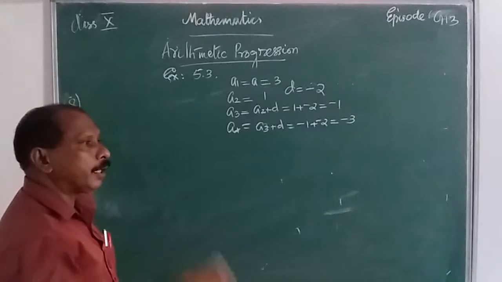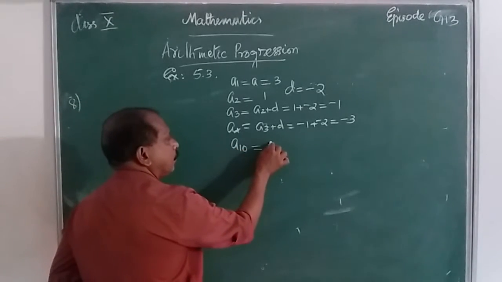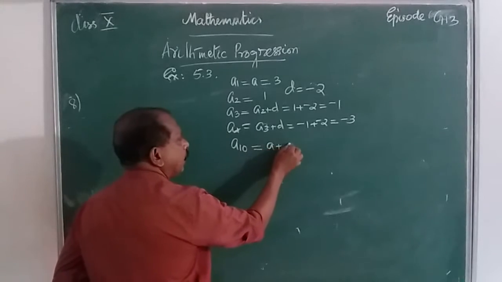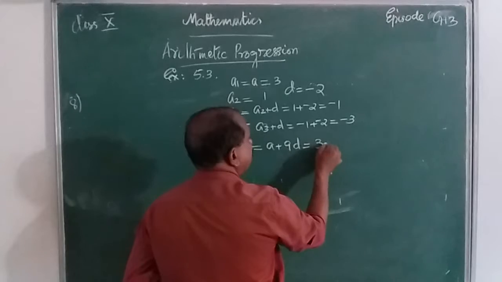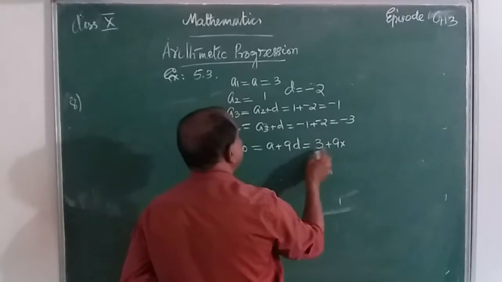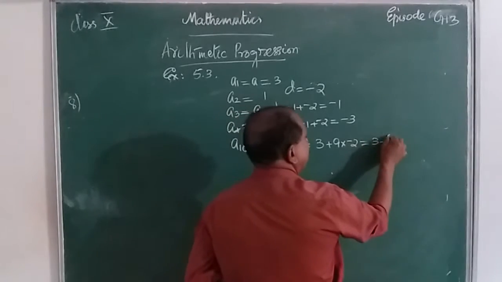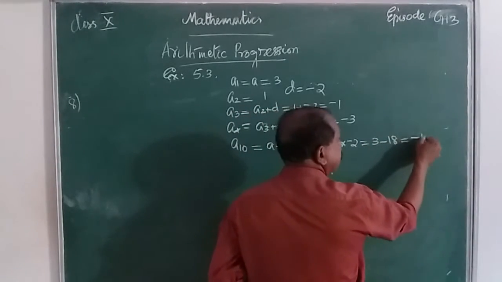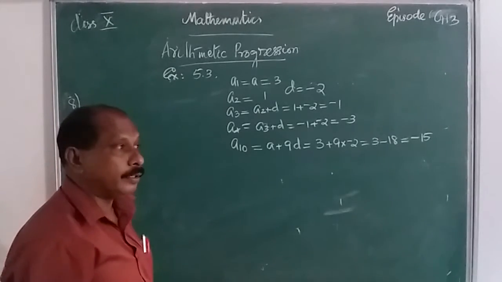Okay. Then the 10th term A10 is equal to a plus 9d. What is a? It is 3 plus 9 into d. d is what? Minus 2. That is 3 minus 18, which is minus 15. Clear? Then we can find out the nth term.